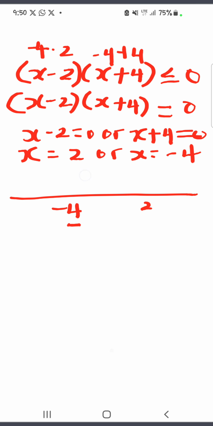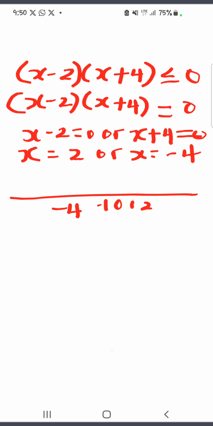What's the next step? The next thing to do is try out numbers in between minus 4 and 2. We have tried out numbers less than minus 4, so we want to try out numbers in between minus 4 and 2. Pick any number in between. 0 is in between, 1 is in between, even minus 1, minus 2, minus 3 are there. So pick any one you like. I'm going to pick minus 1.